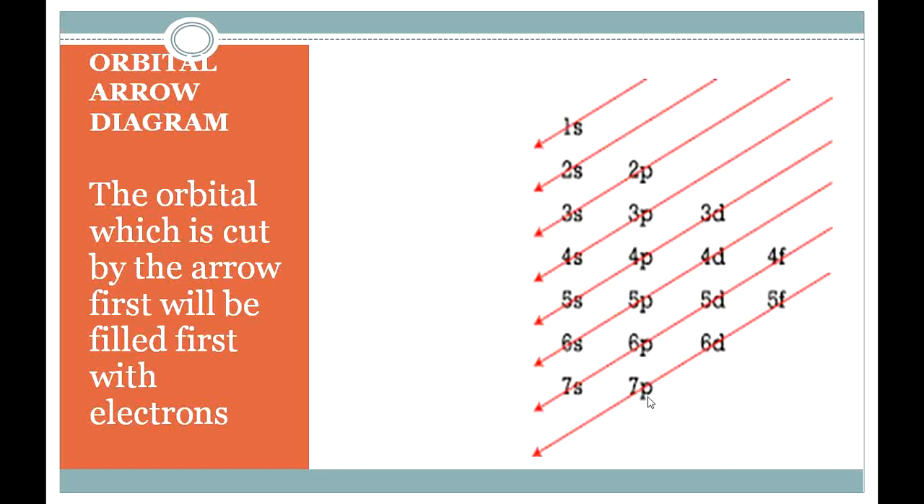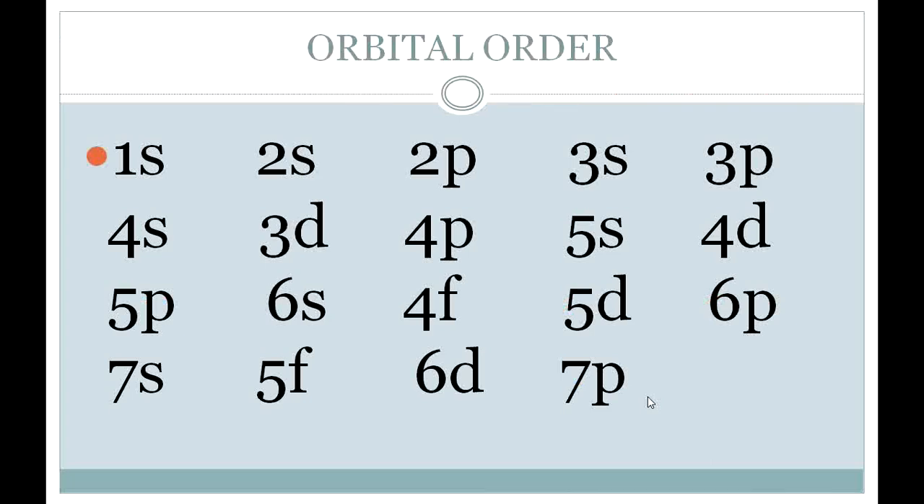Otherwise, there is also a series of orbitals. You can also memorize the series 1s, 2s, 2p. This series is obtained from that orbital arrow diagram: 1s, 2s, 2p, 3s, 3p, 4s, 3d, 4p, 5s, 4d, 5p, 6s, 4f, 5d, 6p, 7s, 5f, 6d, 7p.